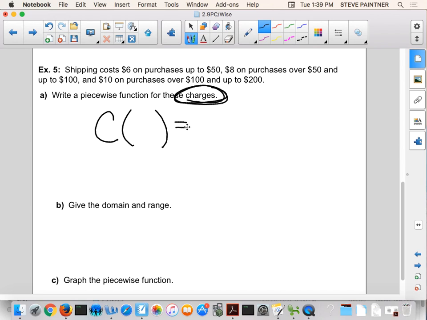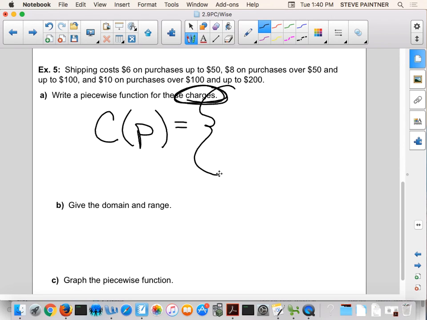Instead of spending, can I say how much I purchase? Right? I'm going to use P. S looks like a 5, that's why I don't use S's. I very seldom use S. Okay, C of P. What's my cost when I purchase this much? Well, it's a step function, right?